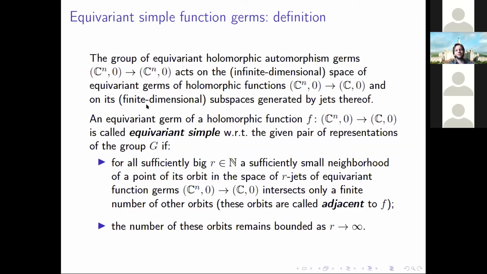So our function germ will be called equivariant simple if, first of all, you have a sufficiently small neighborhood of this germ that intersects only a finite number of other orbits. So this means that if you perturb slightly the coefficients of your germ, then you can obtain only a finite number of other non-equivalent function germs. And moreover, the number of these other function germs should be bounded. So it should not increase infinitely as the length of jets tends to infinity.